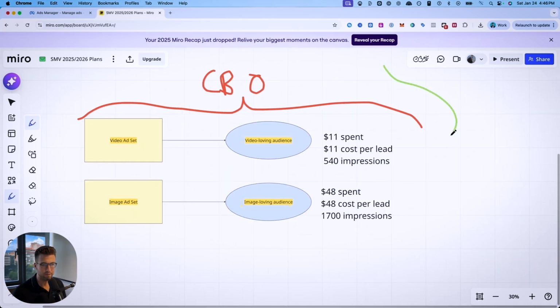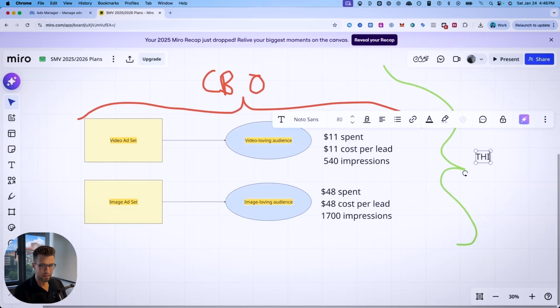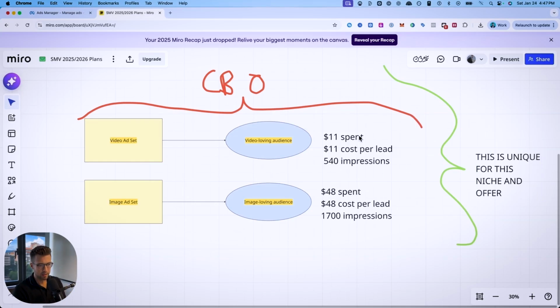What you always have to remember is that this is unique for this niche and offer. So the offer here is we're trying to get students to sign up for a dental assisting school. For that audience, this is the lay of the land. This is how things map out. If we were talking about a different audience, it could be the case that this math is completely reversed. With that in mind, let's jump back into the ad sets.